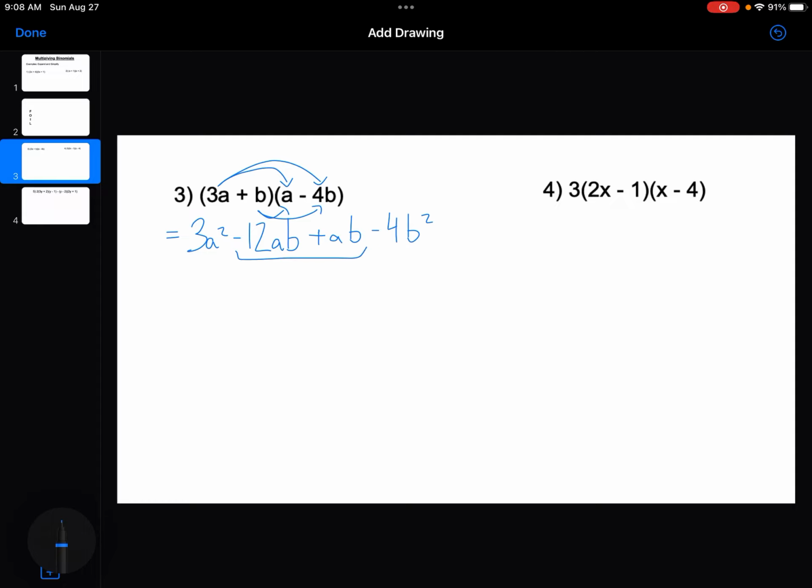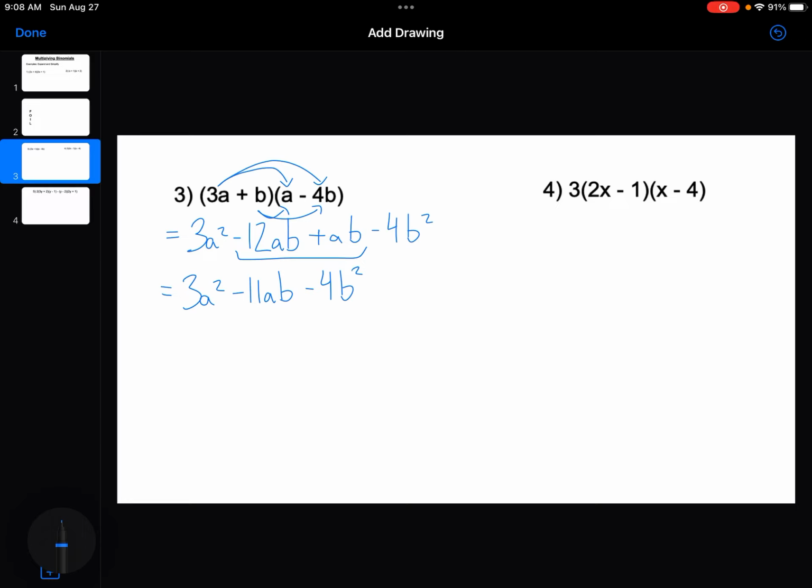Now again, these two middle terms are going to simplify. So we're going to have 3a squared, negative 12 plus 1 is negative 11, ab minus 4b squared.